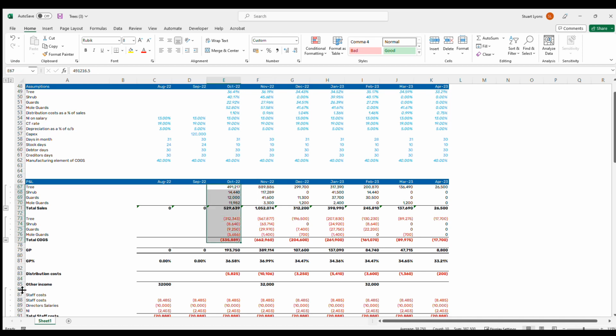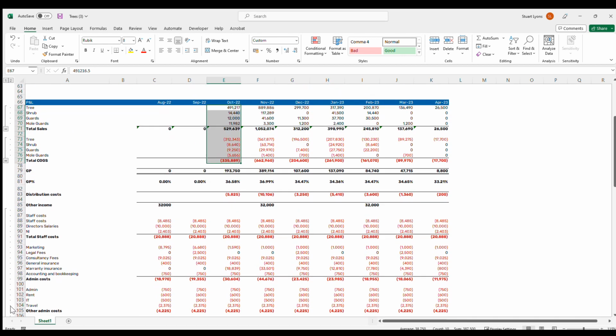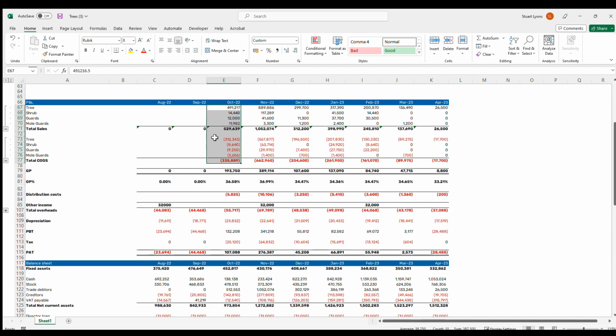We're going to ignore all of this other income, these director costs, your overheads, because they're not that relevant at the moment. We're going to minimize them. We don't need to look at them because you've got the most of it. If you can work out this data for every single month, you're well on your way to making a financial model.